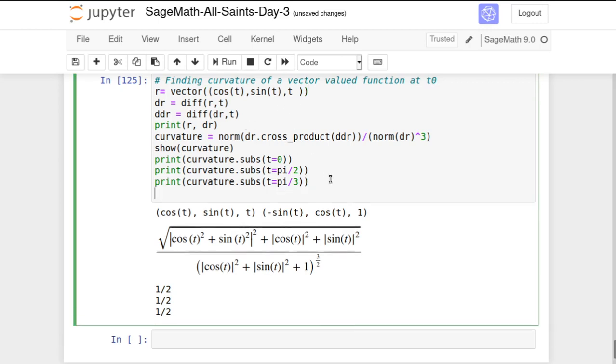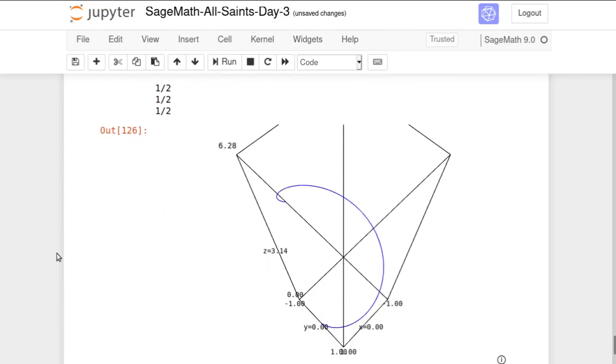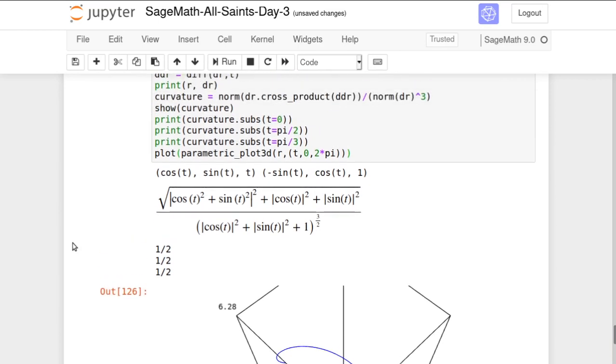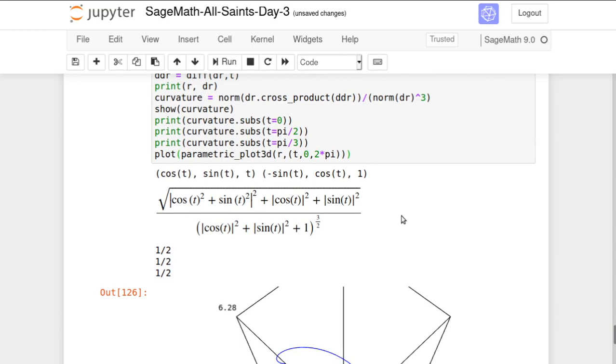We will do some plotting also. Plot, parametric plot, dimension R within the range t0 to 2 pi. So we have tried the curvature at points. What are the points? Pi by 2, pi by 3, 0. These are 3 points where we tried the curvature. So, okay, we will mark those points also.